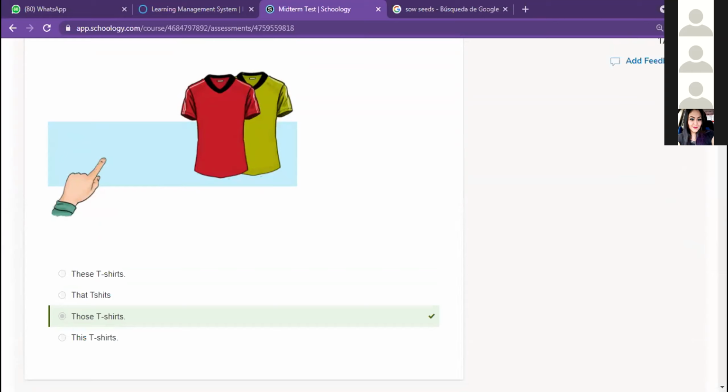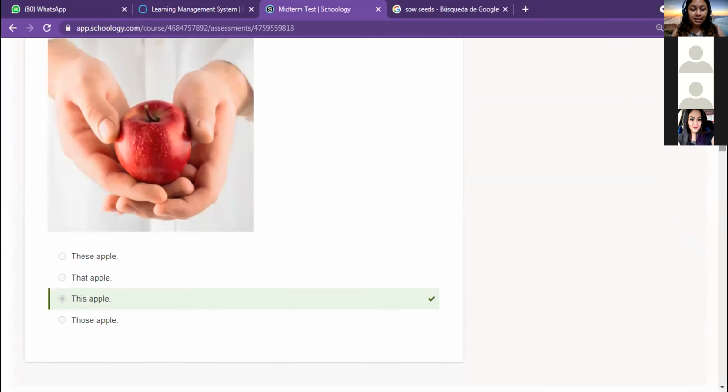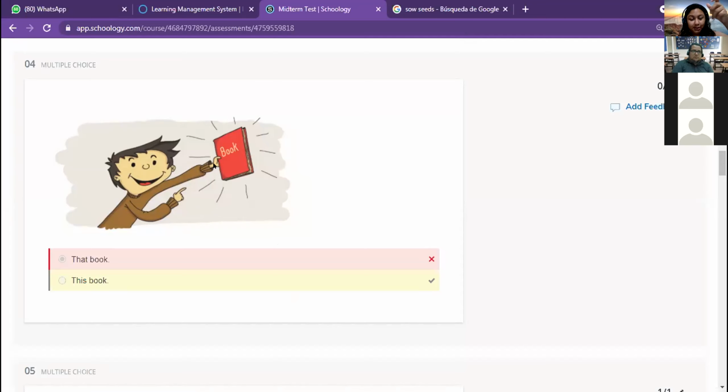Now, in number three, this apple, because it's singular. This apple. That book. In this one, the correct answer is "this book," because he is holding the book. Okay. Right? Okay. This book.